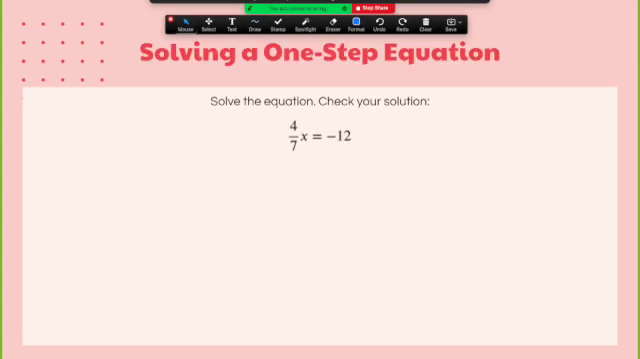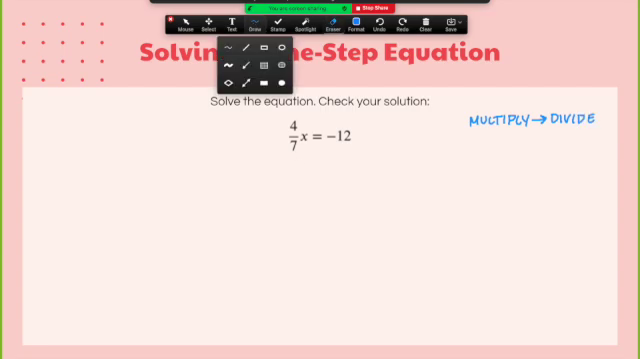Alright, so for today's new lesson, we're looking at solving a one-step equation. So right here, it's asking us to solve the equation 4 over 7x equaling negative 12. We know that for solving an equation, we need to do the opposite. So since 4 over 7 is multiplying with x, we need to do the opposite operation. In this case, we need to divide, right? So I am going to divide 4 over 7 on both sides.